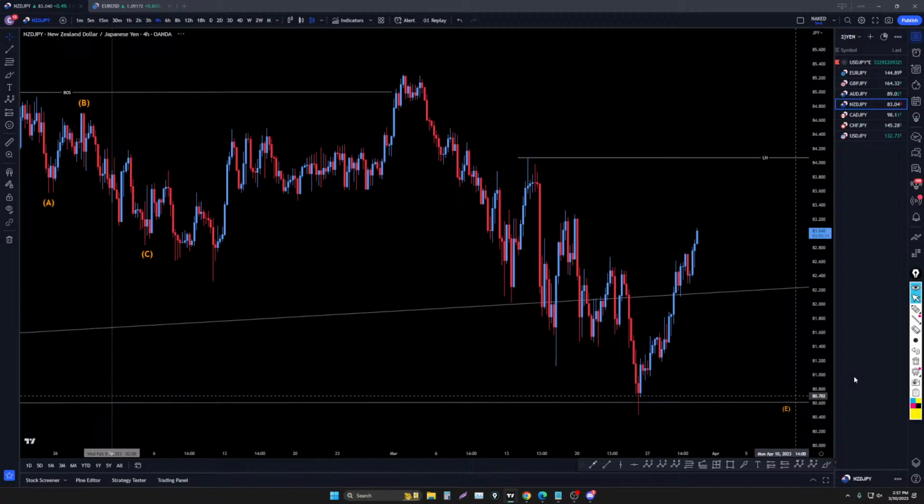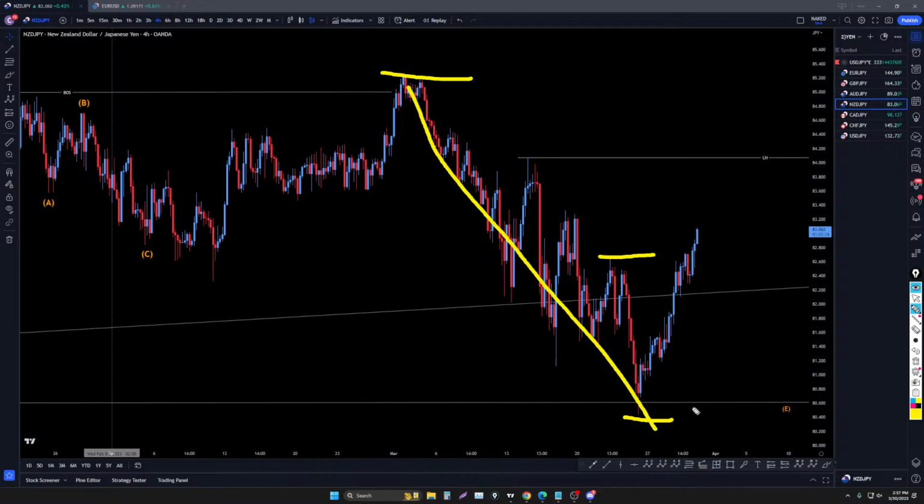Heading down to the 4-hour time frame, we are definitely getting some structure breaks here, pretty much proving that this whole section of trend from here to here is over. I think it's a wave E, and I do think that this is going to end up continuing the up.